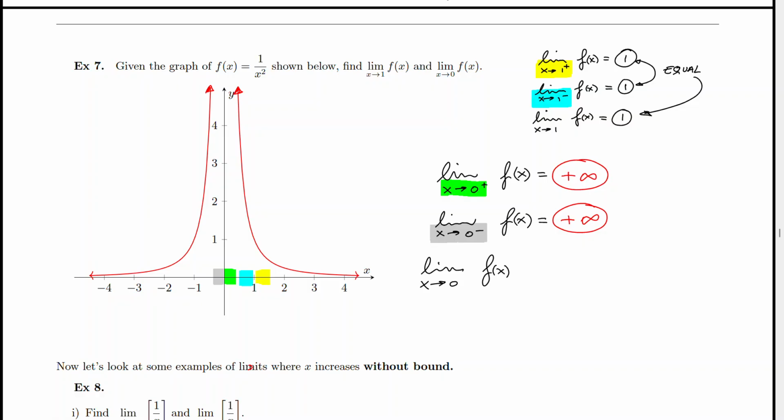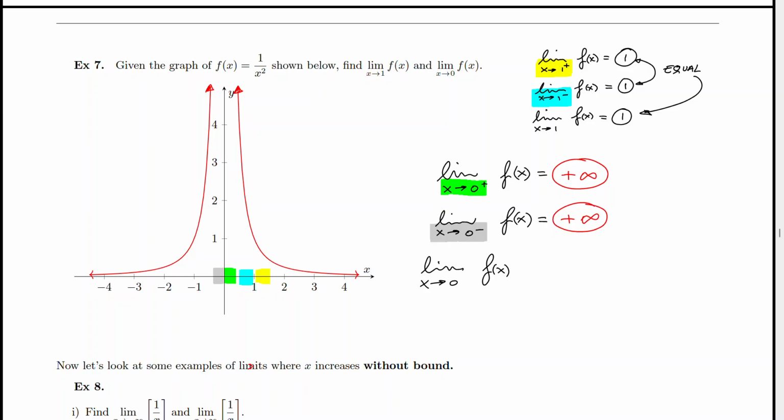Now, infinity and infinity are not numbers, so we can't really compare and say whether they're equal or not. These are two random, really big numbers. So what can I say for 0? Well, in this case, I will say again that the limit at 0 does not exist. It's also acceptable to say it's positive infinity, right? So I can either say it does not exist, or I can say plus infinity.